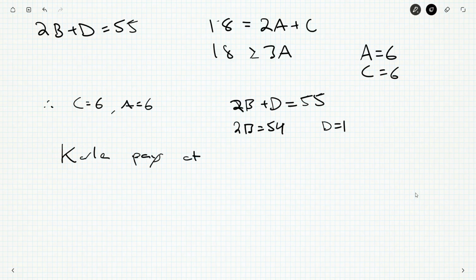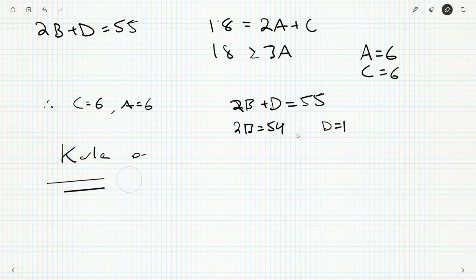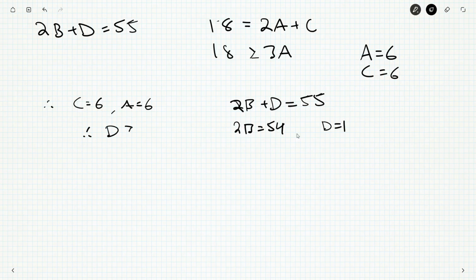So Carla pays, at minimum, $6.01. That is the smallest Carla can pay, because Carla has to arrive afterwards, and that made C greater than or equal to A. Okay, so if that's the case, oh, wait, no. Because if this is the case, A has to be less than or equal to C, but since they're both equal, and Carla arrives later, that means D has to be greater than or equal to B. Aha!